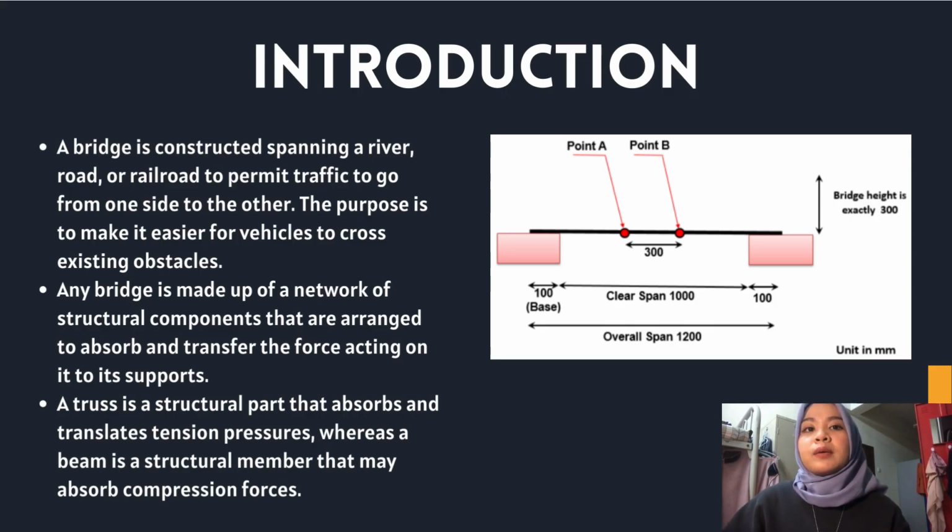So the bridge model requirement is the bridge must be made from straws and connected with glue or tie, paper thread, masking tape and straws can be used. And then as you can see in the figure, the overall span length should be exactly 1,200 millimeters. It must be simply supported and there is no deck slab on the bridge. And then the height must be 300 millimeters and the width of the bridge must be 100 millimeters. And then the base must be 100 times 100 millimeters.